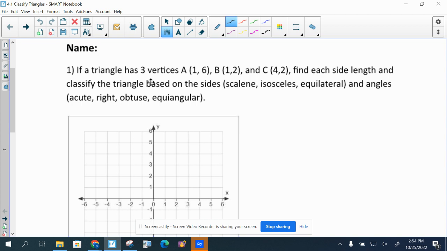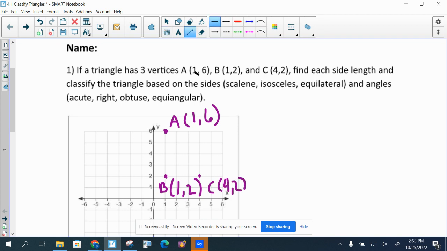So let's graph. So A is 1, 6. B is 1, 2. And C is 4, 2. Take your straight edge and connect the points with a straight line.